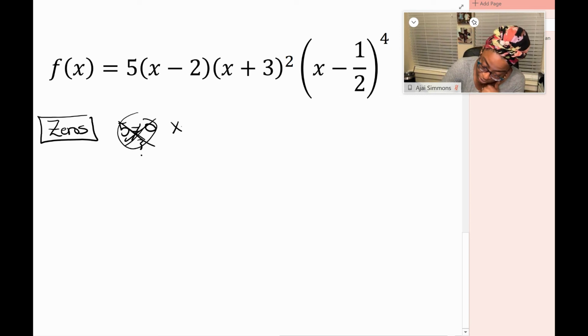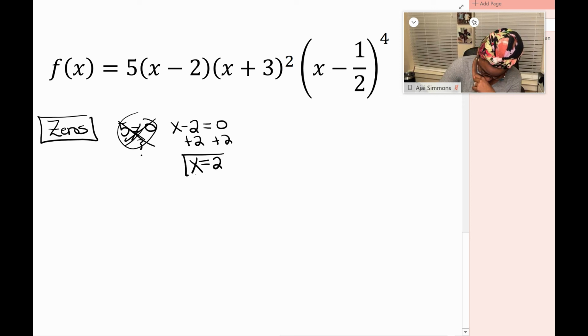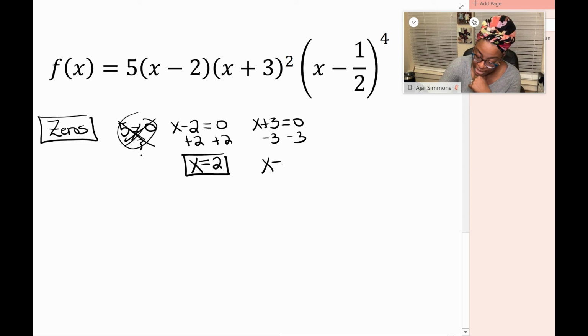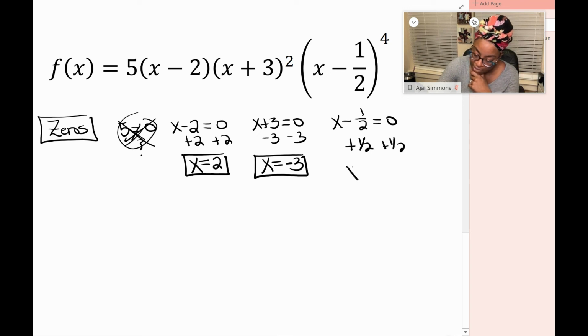Let's go to the next one. X minus 2 equals 0. If I go through and I solve for x, x is equal to 2. Okay, let's go to the next one. X plus 3. I get x is equal to negative 3. And let's go to the last one. X minus 1/2 is equal to 0. I go through, I add 1/2, I get x is equal to 1/2.